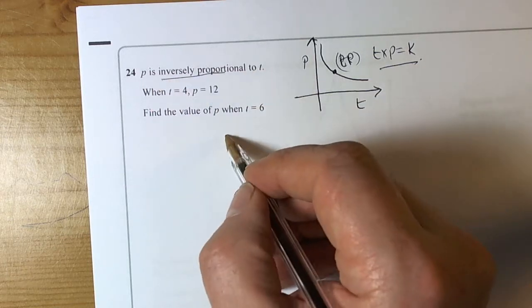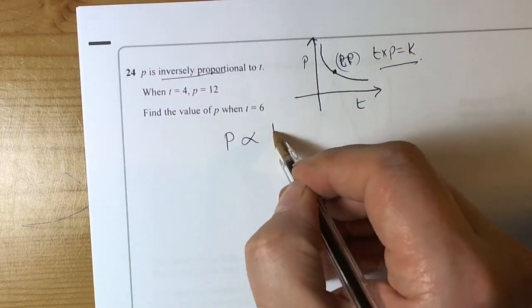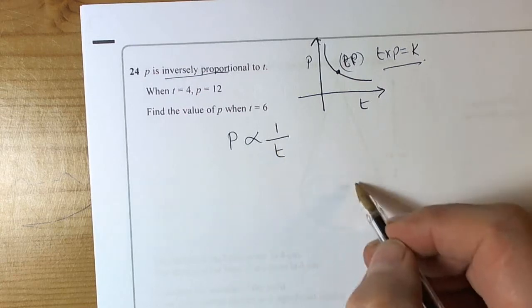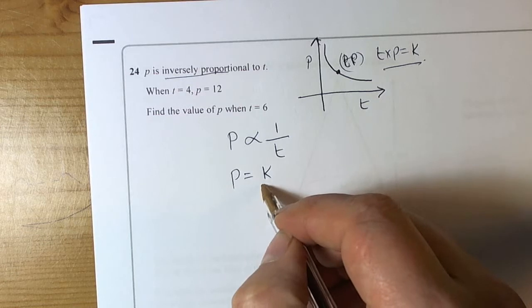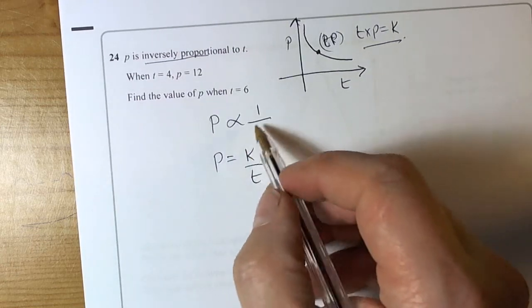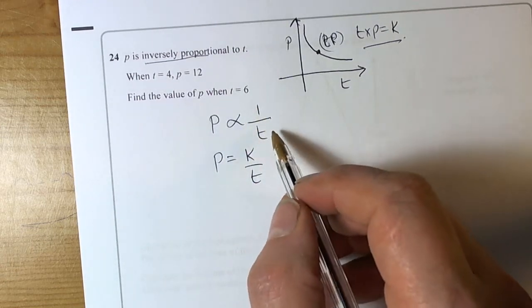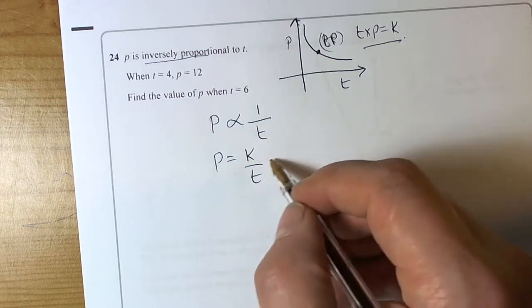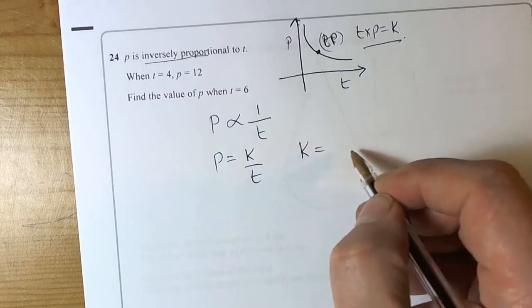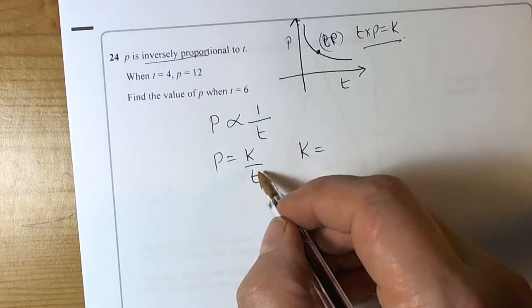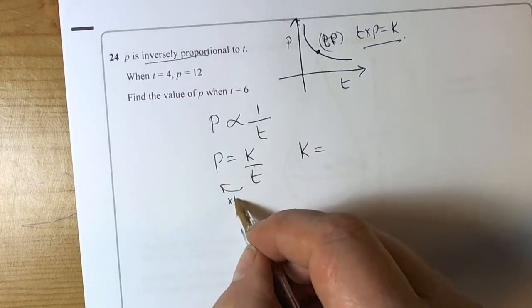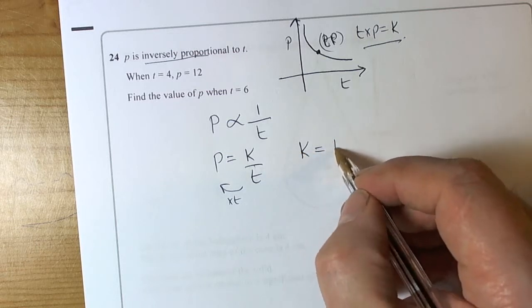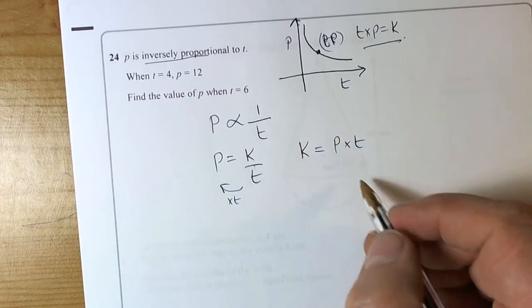So we write down the relationship. So p is inversely proportional, means the reciprocal, so 1 over t. And we want to find the proportionality constant, so it's going to be k over t. So the proportionality constant times the inverse relationship, 1 over t. Rearrange this to find the k value, the proportionality constant. So divide by t moves across by timesing. So we end up with the k value is p times the t value.